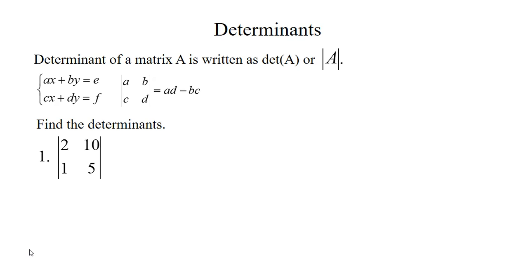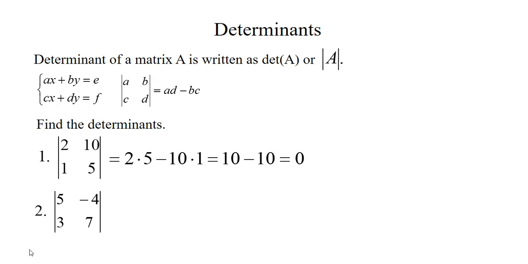Let's find the determinant of 2, 10, 1, 5. So again, we're going to multiply across. So 2 times 5 minus 10 times 1. And we get 0. So this would represent coefficients of x and y in a system of equations where the system of equations is inconsistent, or it does not have exactly one solution.